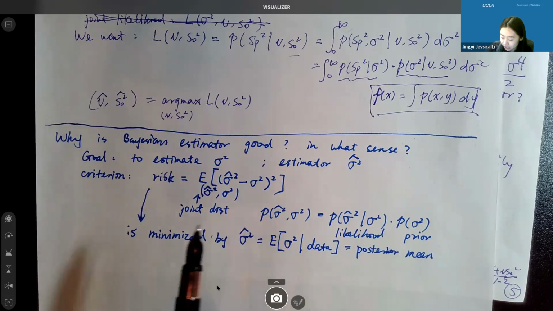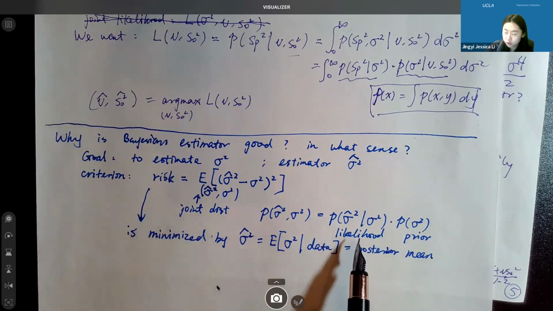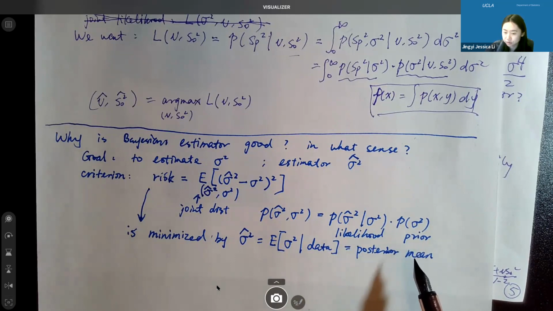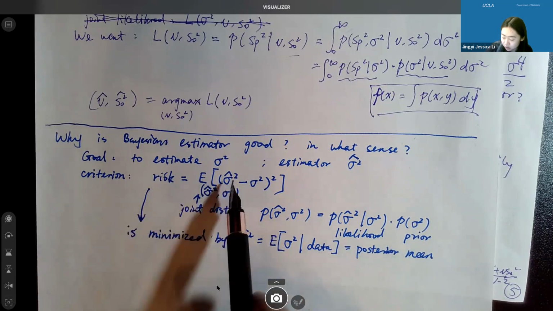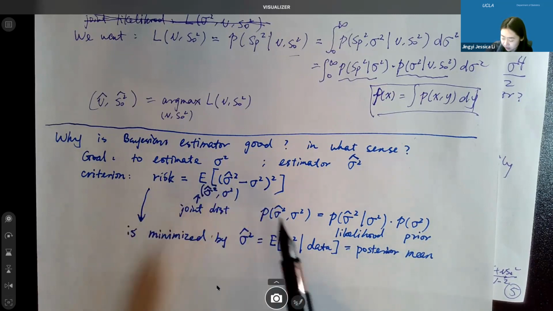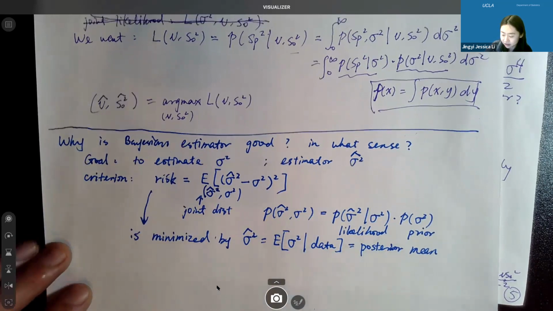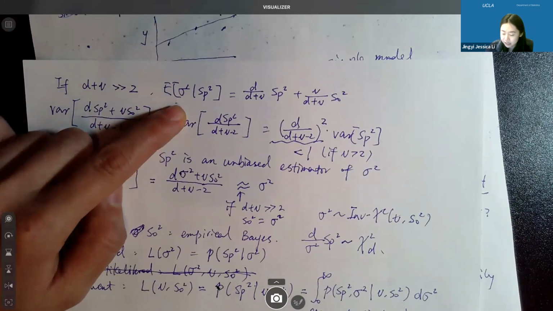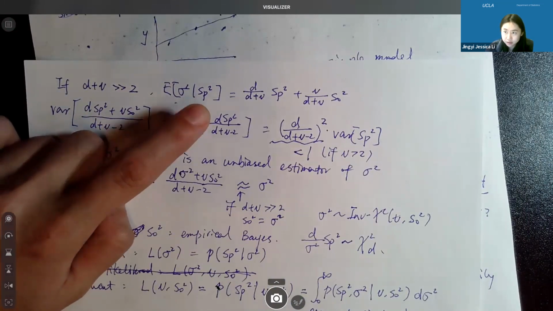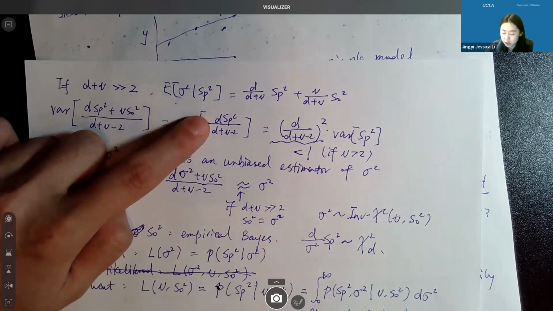In other words, if the likelihood is known, you know the true model of how the data is generated given the parameter, and you know the true prior of how the parameter values are distributed, then the best estimator to minimize the risk is defined by taking the conditional expectation of the parameter value given the data. And looking here, this is exactly what we did, because here our data is captured by this SP square. That represents our data.